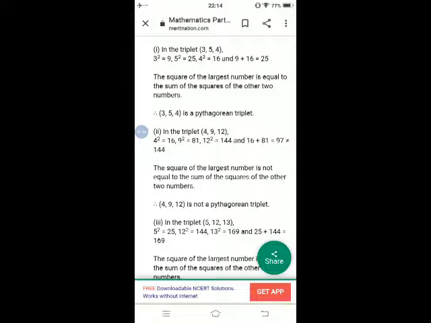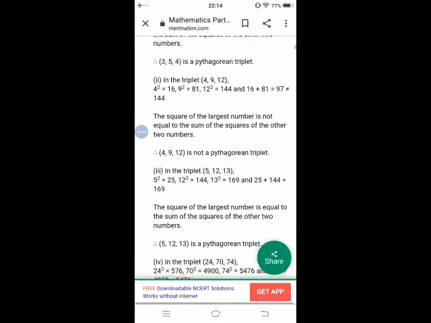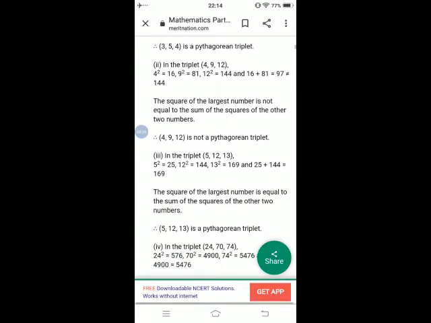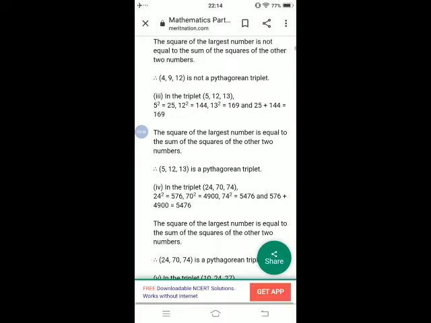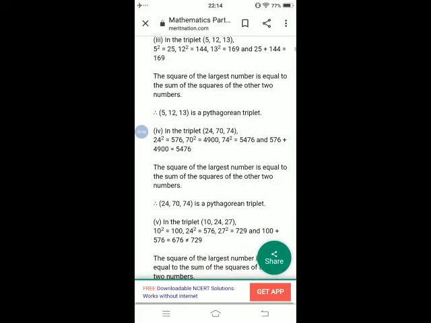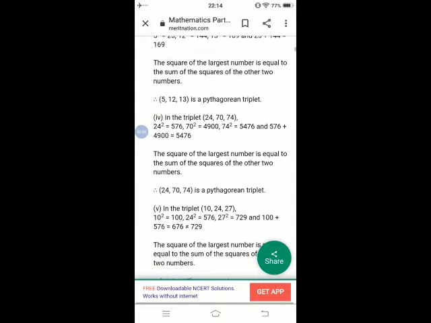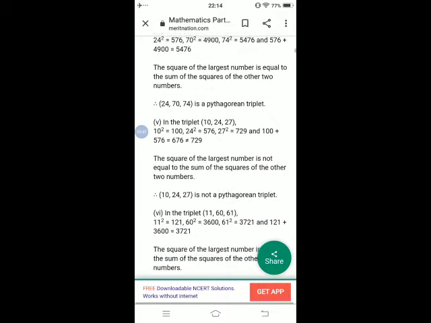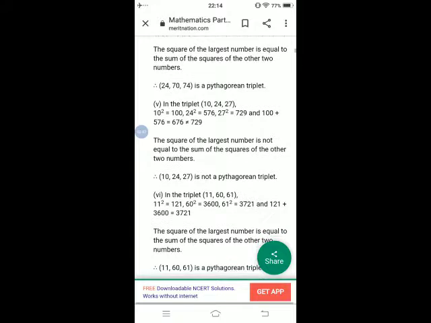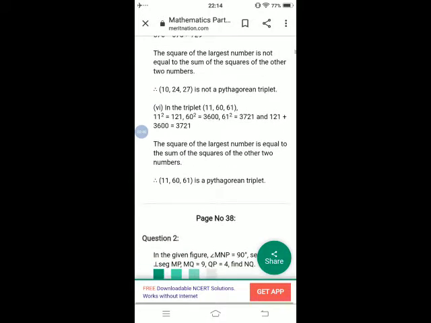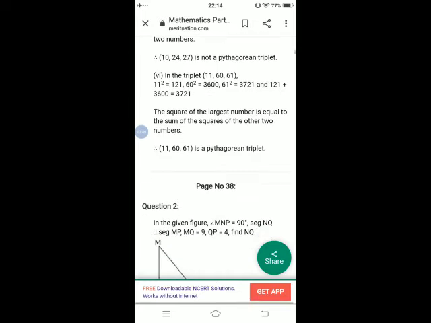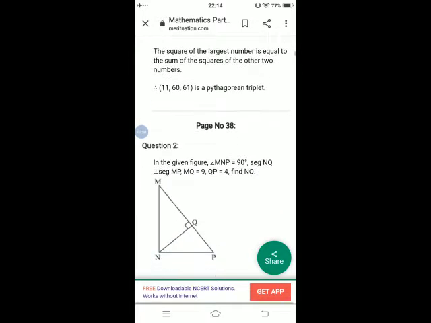So 16 plus 81 is 97. So that is not equal to 144. So what statement will you write here? The square of the largest number is not equal to the sum of the squares of the other two numbers. So therefore 4, 9, 12 is not a Pythagorean triplet. Likewise, I have explained these two questions. Likewise, you have to solve the other two questions too, so that your practice will be done and that will be easier for you.